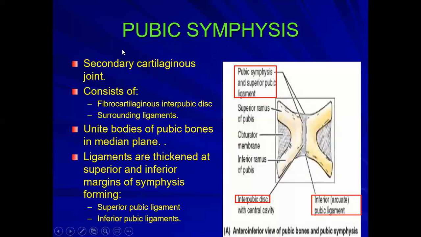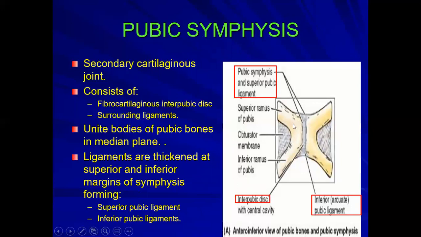And then for the pubic symphysis, the pubic symphysis is a secondary cartilaginous joint. It consists of the fibrocartilaginous interpubic disc. In the middle here we have the interpubic disc. This pubic symphysis is surrounded by ligaments, and it unites the bodies of the pubic bones in the medial plane.